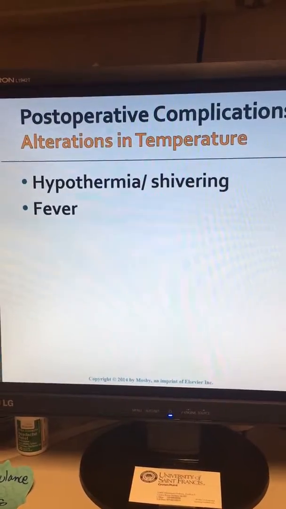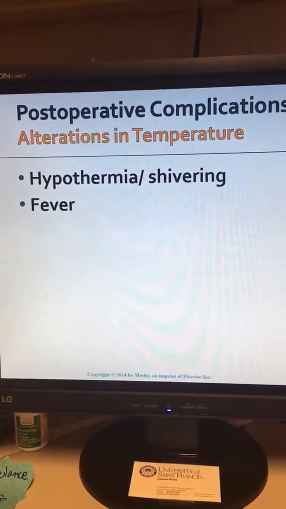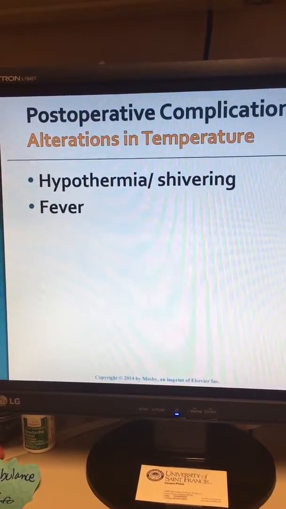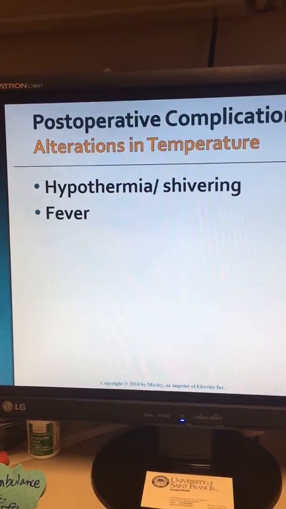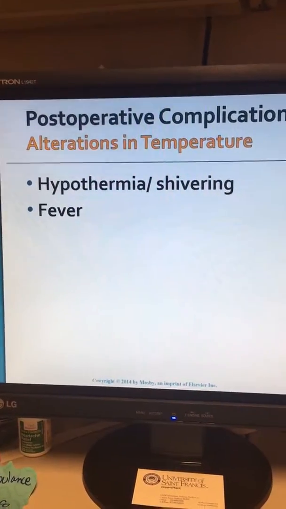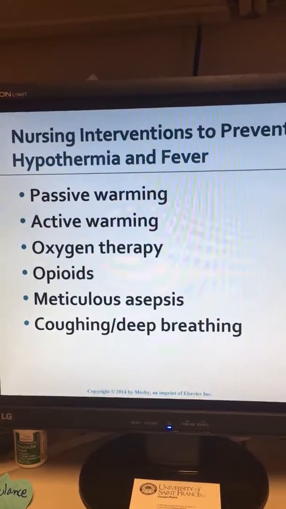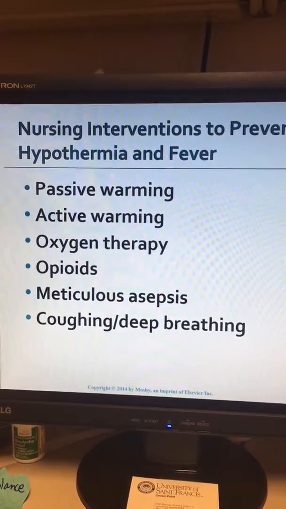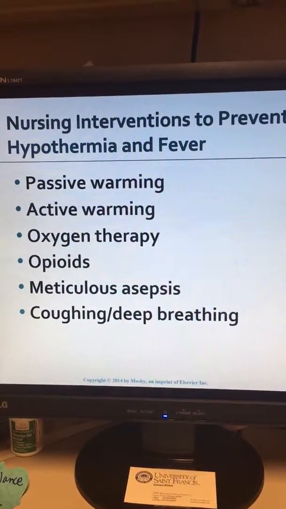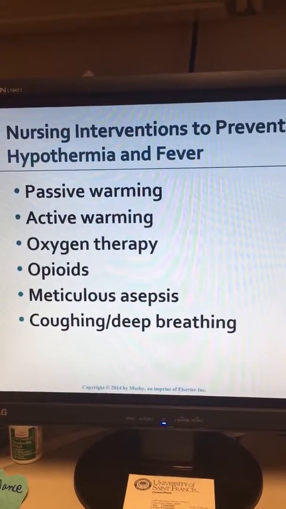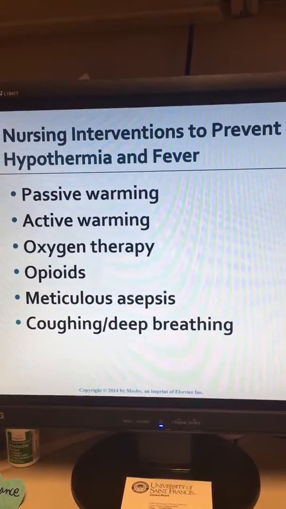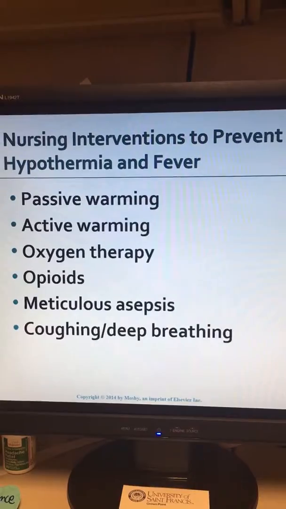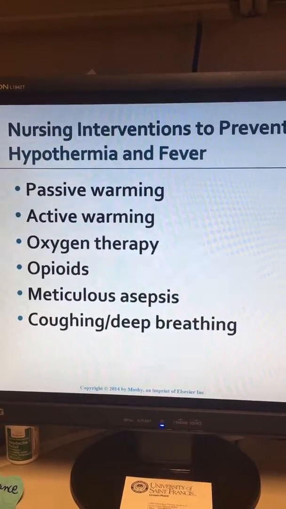Hypothermia and shivering. Again, remember the OR is cold. Shivering can increase our oxygen use. So we may end up having to draw some ABGs because we want to make sure that the patient's oxygen saturation is staying up. So we do some passive warming, such as giving them blankets. We can do active warming, where we give them forced air warmers. And we can do humidified warmed oxygen. Oxygen therapy we give to counteract the increased oxygen demand from shivering.